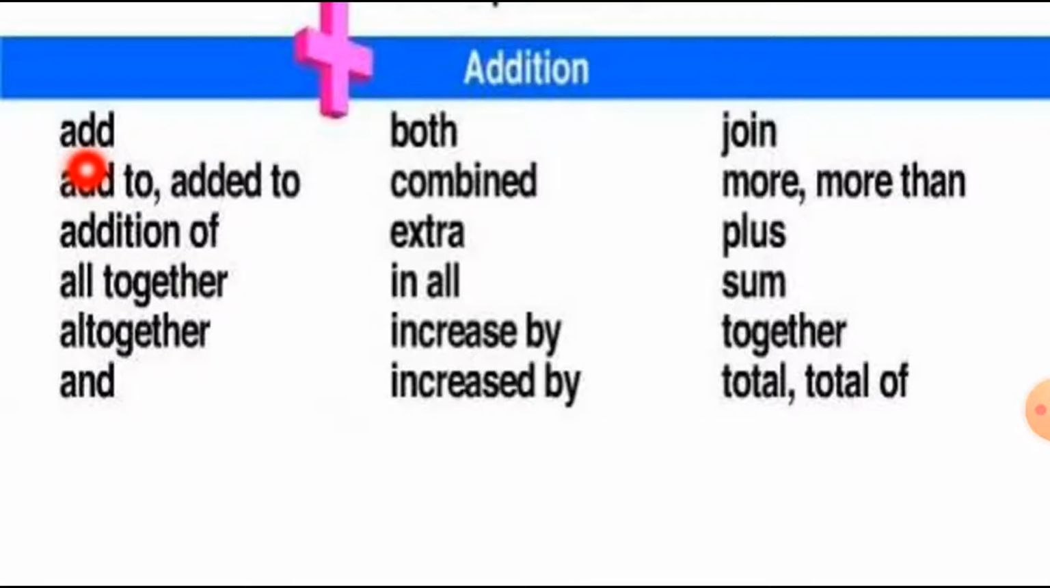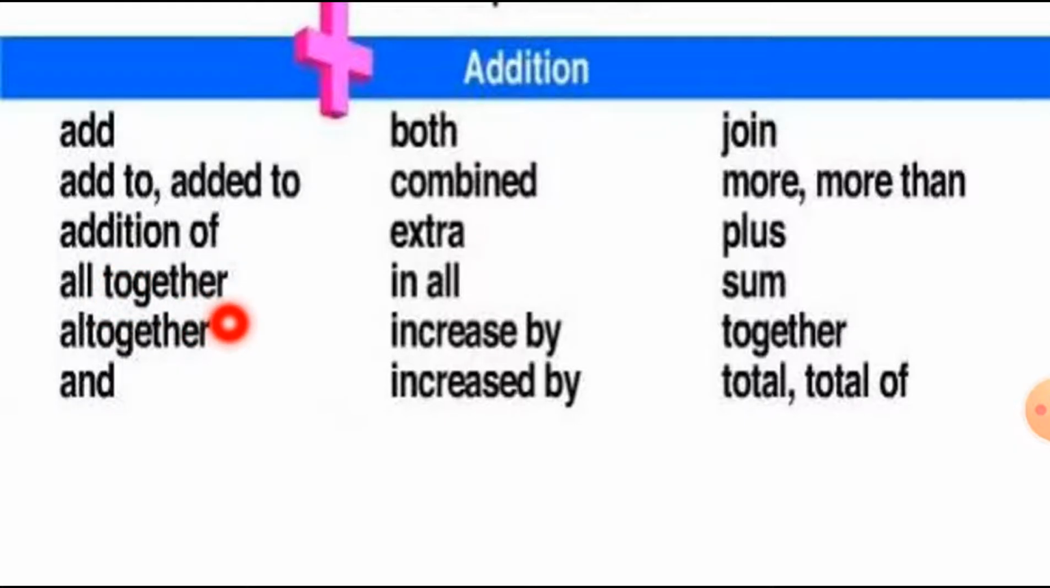First one is add. Whenever you find add, it means the addition. We have to perform the addition. Add to and added to. If you find these two keywords in the sum, it indicates the addition. Then addition of. It means let's do the addition of these two sums. It means the addition, add the numbers.